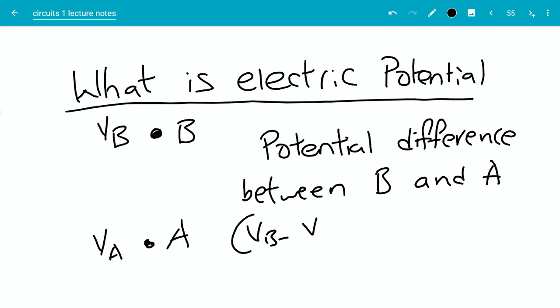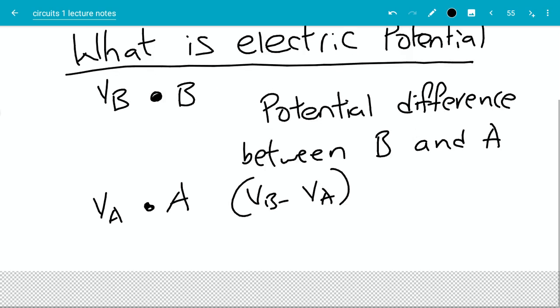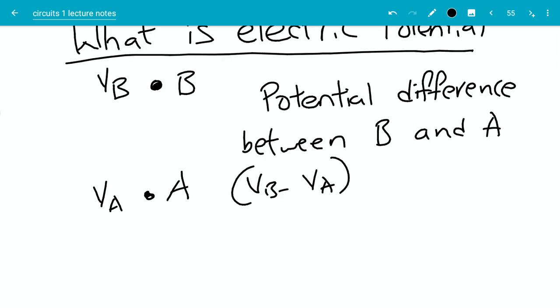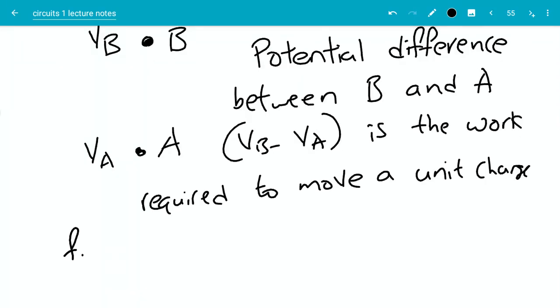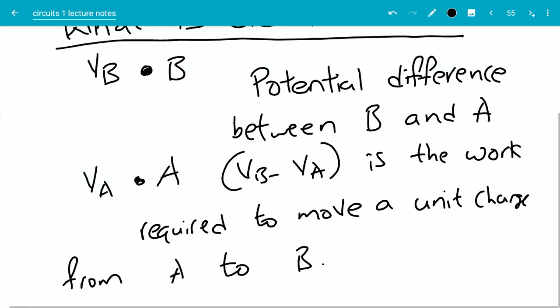as VB minus VA. The sign, or the direction, is important. So this is the potential at B minus the potential at A. So the potential difference between B and A, or VB minus VA, is the work required to move a unit charge from A to B.